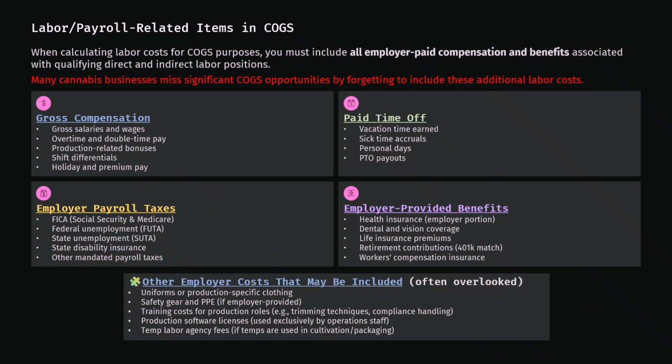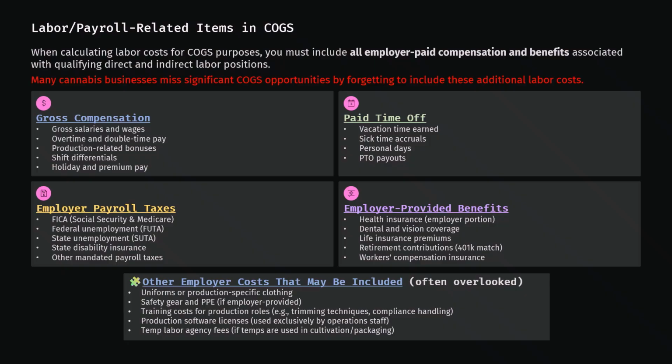All right, so we've talked about which roles qualify for COGS treatment, but now let's zoom in on how you calculate the labor costs themselves, because it's not just hourly wages or base salaries. You can include a whole lot more as long as these costs are tied to qualifying labor. So here's what we mean. First, gross compensation. This is your starting point. It's the total compensation you pay to employees directly or indirectly involved in production. That's fully includable if the job function qualifies. Overtime. For example, if an employee is working a double shift to finish a harvest or complete a processing run, that extra compensation is production related and should absolutely be included in COGS.